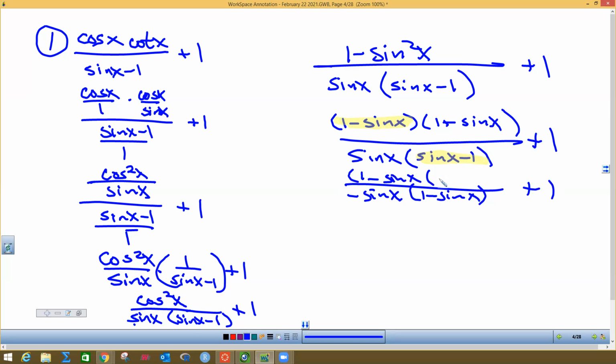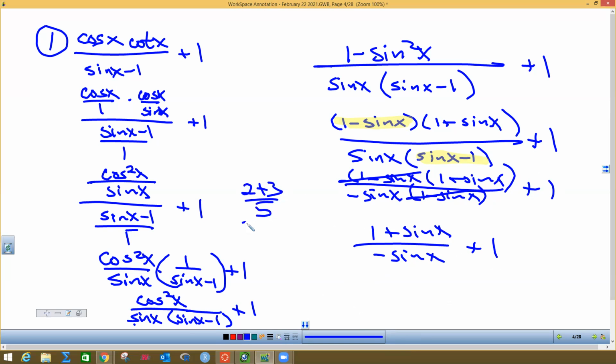Now I can reduce part of this. So this 1 minus sine x and that 1 minus sine x will reduce to 1. So I got 1 plus sine x divided by negative sine x, plus 1. You okay? Now, what I can do is break this up, just like if I had 2 plus 3 over 5, I could rewrite that as 2/5 plus 3/5. I'm going to break this up and have 1 over negative sine plus sine over negative sine. And I still have a plus 1 up there.